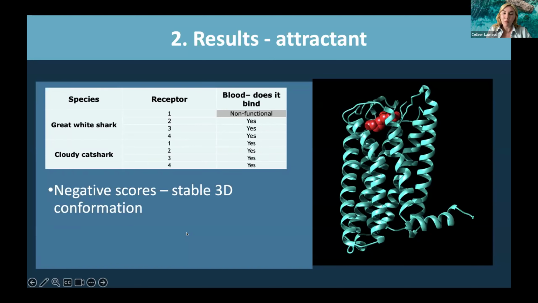you get back a score based on your molecular docking, and this is an example here of the great white shark and the chemical cue associated with blood. If you get back a negative score, this means that the 3D structure is stable. It's in a stable conformation. However, if you get back a positive score and the chemical cue is not binding within the ligand binding pocket, it's less likely that this will occur naturally. So when I checked the receptors, the great white and the cloudy cat shark, with the chemical cue associated with blood, I found that it binds to all of their olfactory receptors.